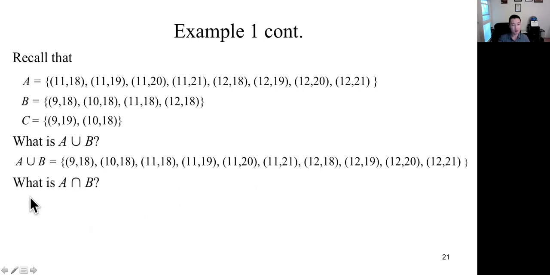And so on. We can also write what is A and B. The half circle facing down is A and B. That means when both A and B occur. So anything in common between A and B, we should put here. 11, 18 occurs in both B and A, and so does 12 and 18. So that's A and B.